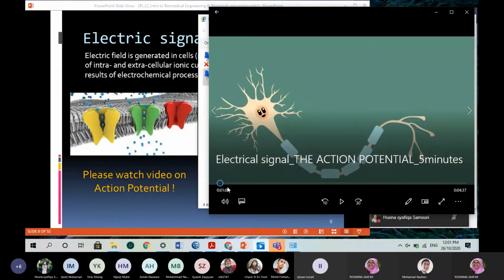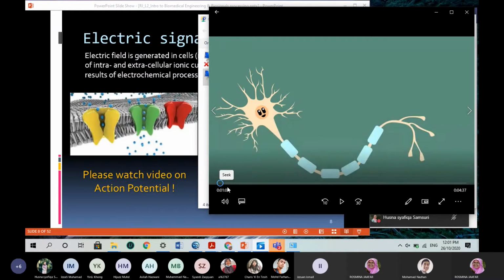This is regarding the actual action potential, how an impulse or electric impulse begins or occurs in our body. So it is the basic of understanding electric signals from our body. That's why it's important that you are introduced to the concept of action potential, because for ECG and EEG signals, it's all about getting those action potentials within your body.